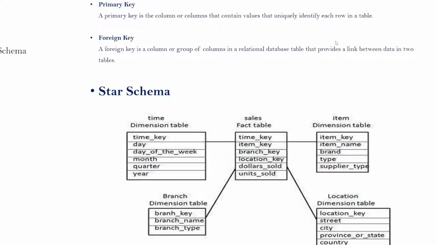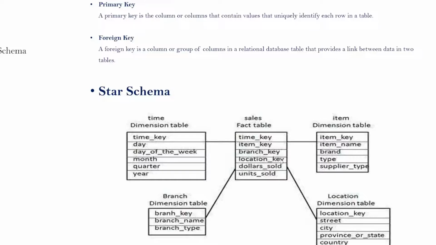So here it is storing some basic details. It is taking an item key. The primary key can be like time key or item key, but one column, item key, is taken as a primary key. So item key becomes a foreign key here in the fact table, the sales table, and regarding that item key, further information is stored here.